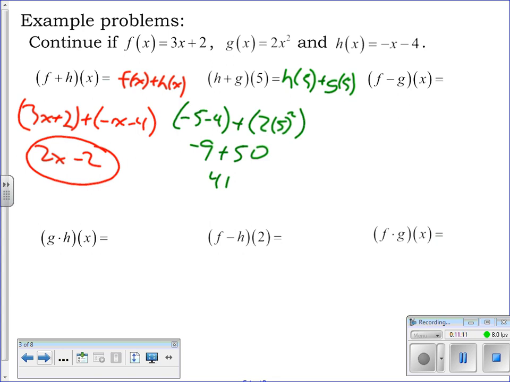Good so far. Listen, I work with it all the time. I love function notation. It's one of those things, to me, it's easier, it's better, it's more versatile than regular equations. F minus g means that I have f of x minus g of x, which means that I have 3x plus 2 minus 2x squared. And there's not really anything I can do to that. If I really wanted to, I could rearrange and put it in standard form. But who cares? It's not that big a deal. Leave it like it is.